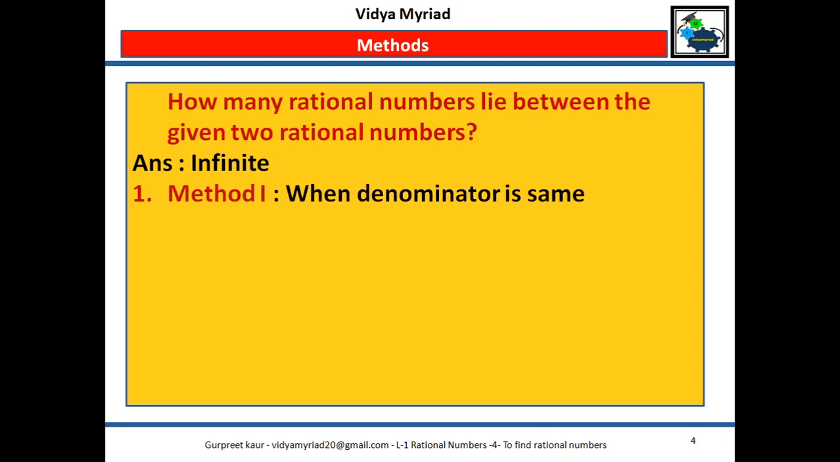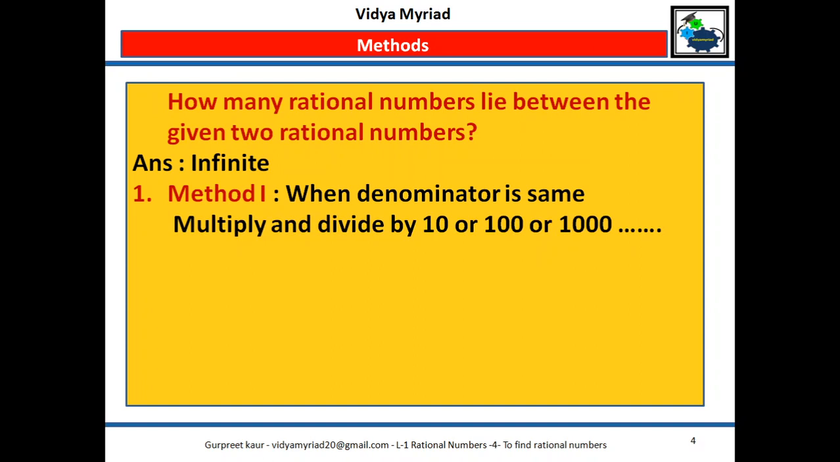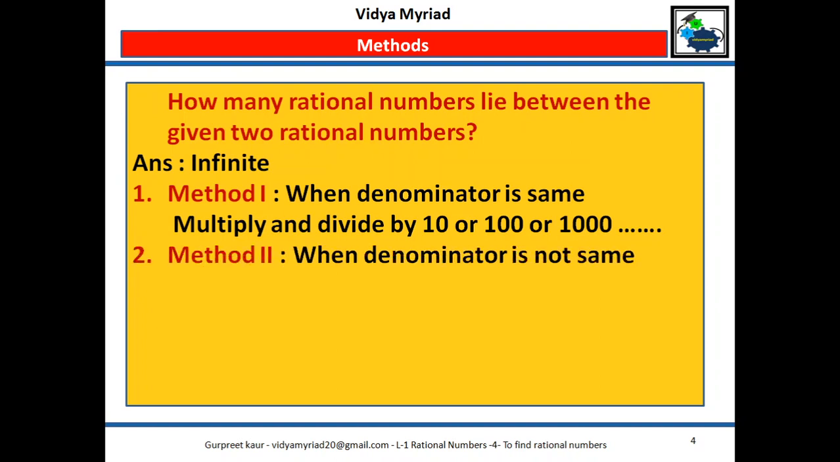Now method number 1. Suppose there are two rational numbers given to you. We know that rational numbers are in the form p upon q, where q is the denominator. First, I will check whether my denominator is the same or not. If my denominator is the same, then I will multiply and divide that rational number by 10 or 100 or 1000, wherever I am comfortable. Second method: if my denominator is not the same, then I will try to make it the same by taking the LCM.